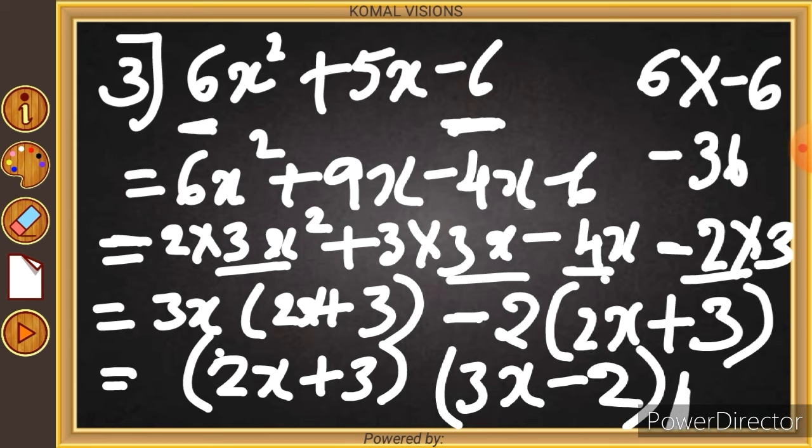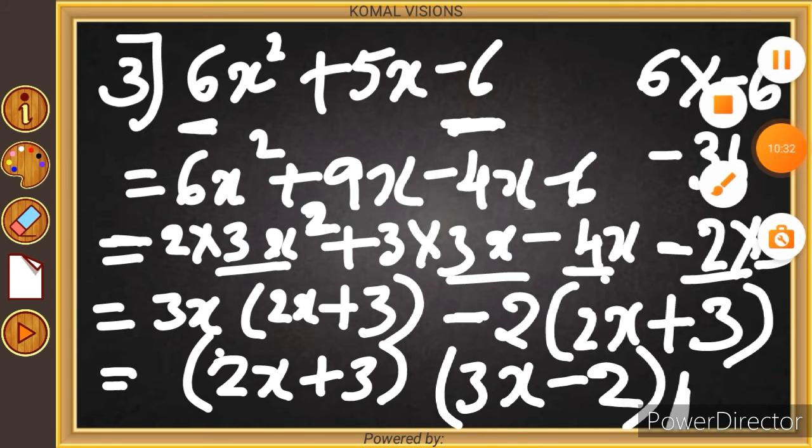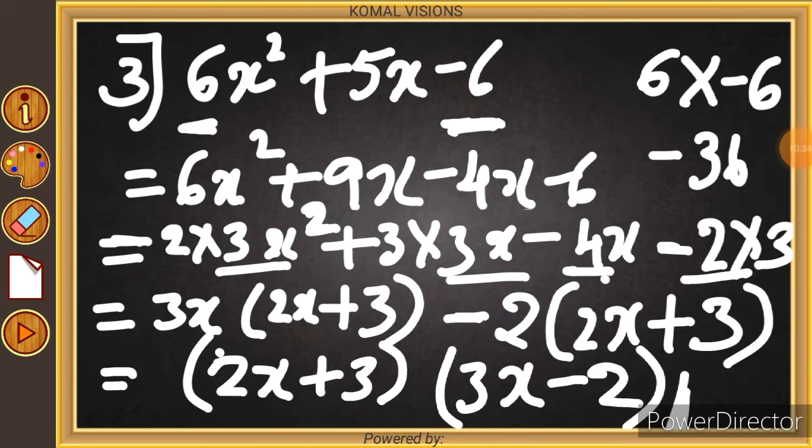Sorry, I forgot to put 2x here. Make sure 2x plus 3 is there. Since the square was there, I forgot to put it. So I hope you will keep in your mind that it is 2x plus 3. Got it? So now let us solve the fourth problem.